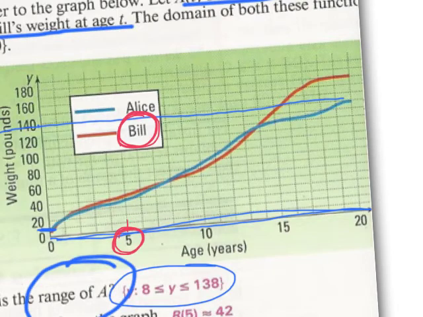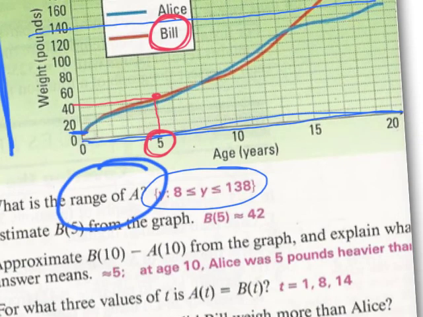So right here, if I'm looking at age 5, I hit the graph there. And this is just a little bit above 40 pounds, maybe 42, 43. Let's see what the textbook says our answer should have been. Yep, 42. Okay, so that's how you would read that off the graph.